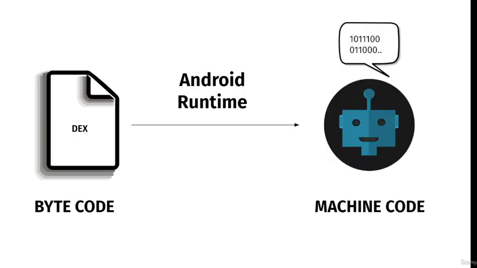So what Android runtime does, Android runtime converts bytecode into machine code. Android runtime is basically a successor of Android's original runtime, which was known as Dalvik Virtual Machine or DVM. The key difference between Dalvik Virtual Machine and Android runtime is the way the bytecode is executed to the machine code. Android runtime also manages the memory and garbage collection section.